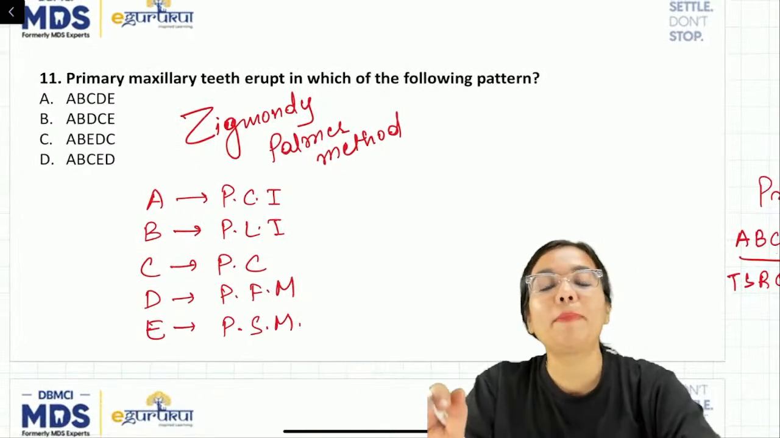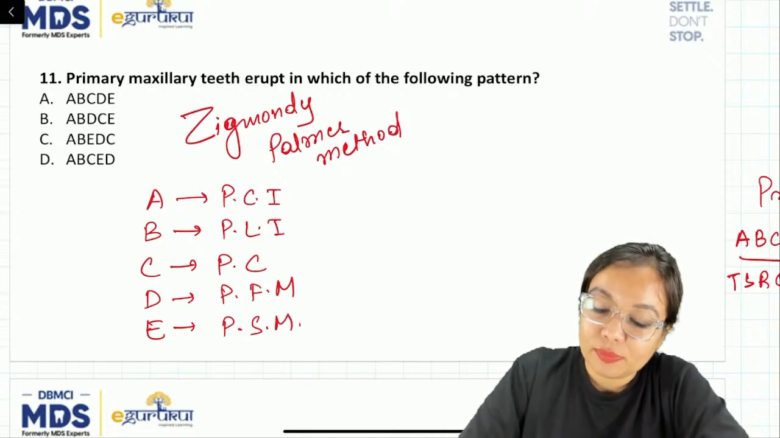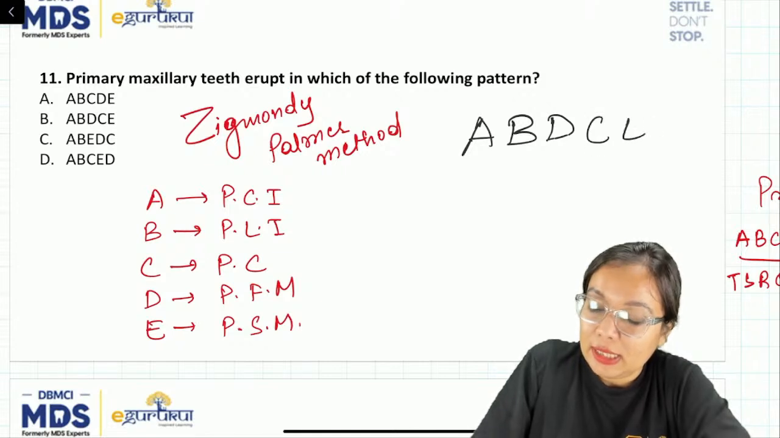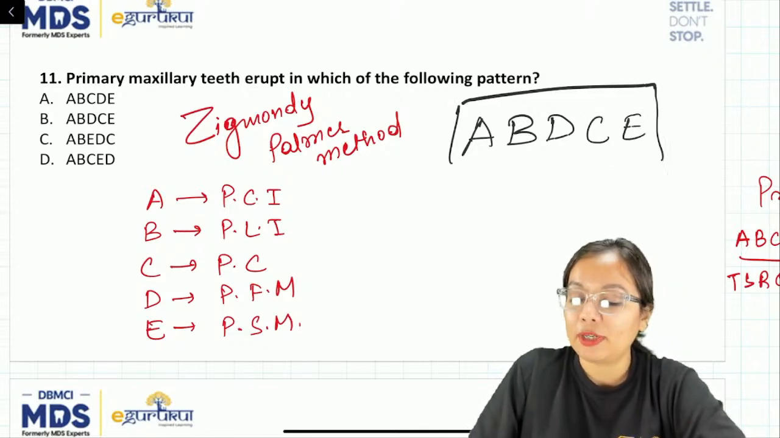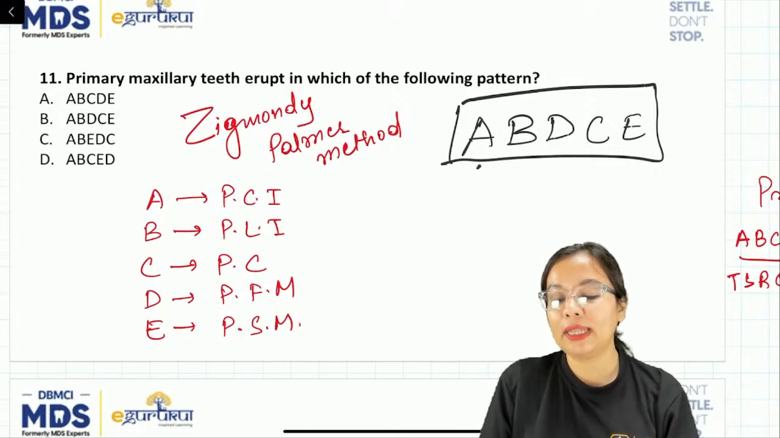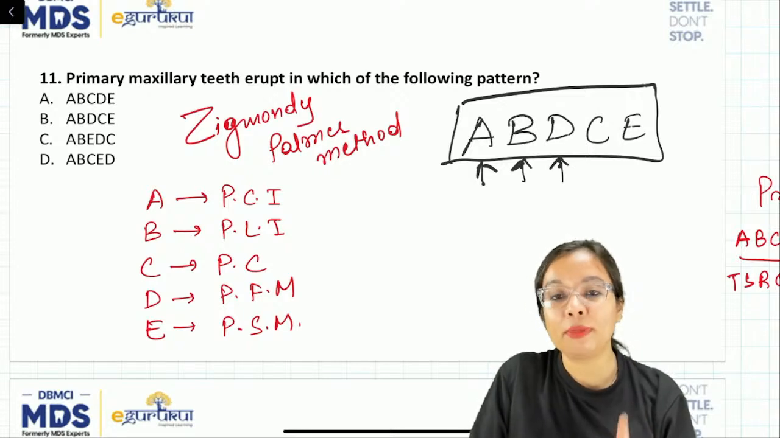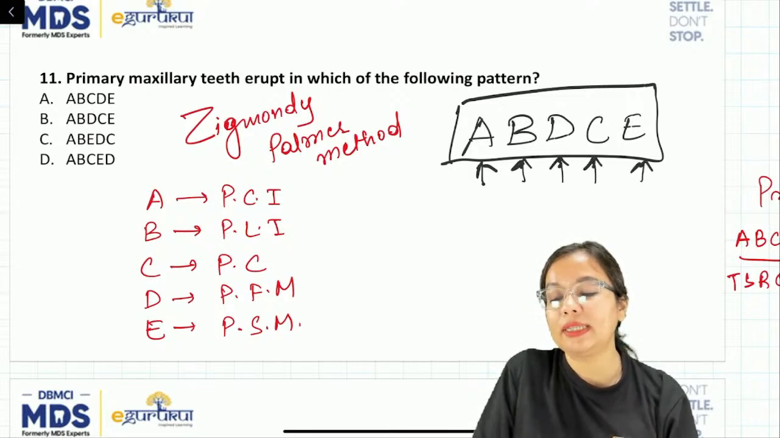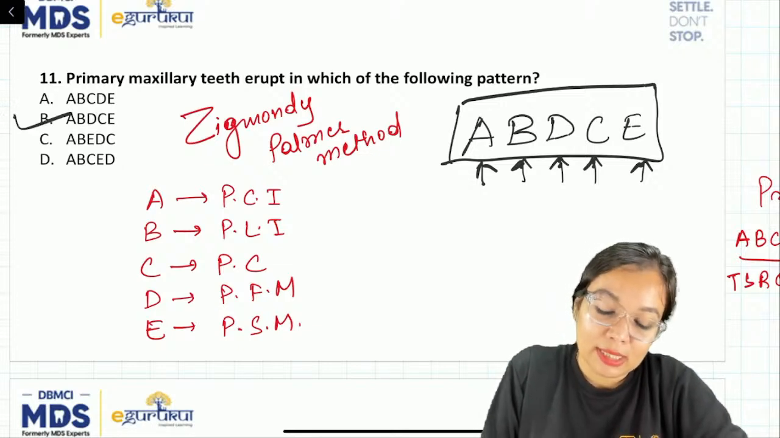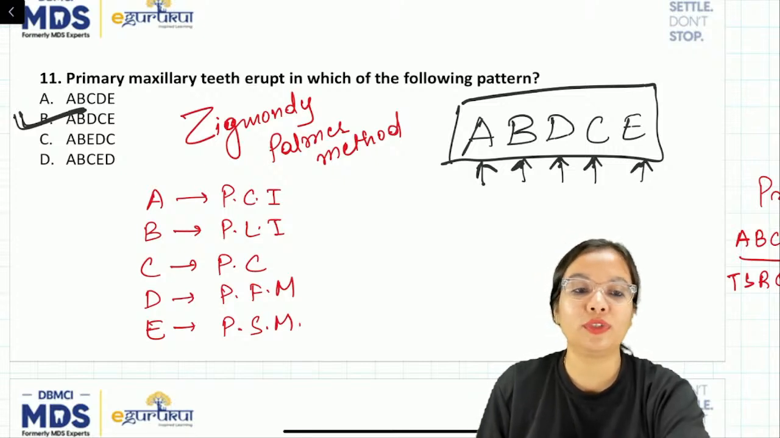So what is the pattern of eruption? The pattern of eruption is A, B, D, C, E. So that is the correct pattern of eruption. First the central incisor erupts, then the lateral incisor, then the first primary molar, then the canine, and then the second primary molar. So the answer here is A, B, D, C, E, that is B. Option number B is the correct answer over here.